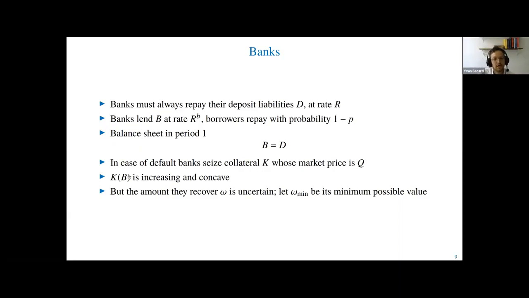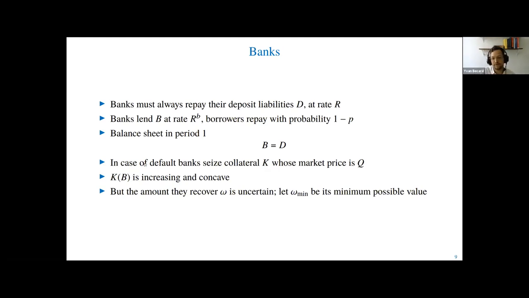So initially, as you lend, it's easy to seize the collateral, but there are decreasing returns to this technology, because at some point, if you have lent way too much, it's harder for the bank to go after the collateral. So this is meant to reflect the fact that there are some costs associated to default and bankruptcy, and they're reflected here in this increasing concave function.